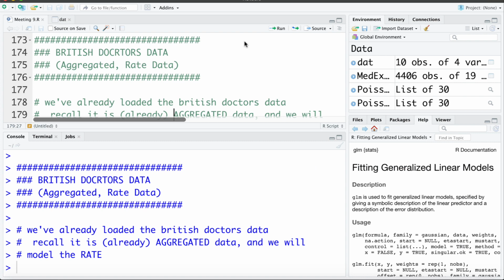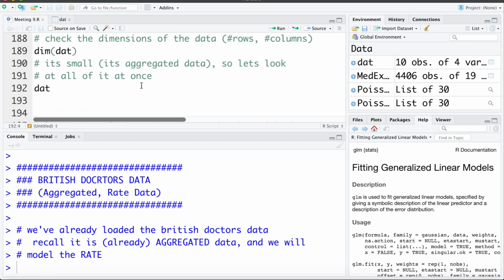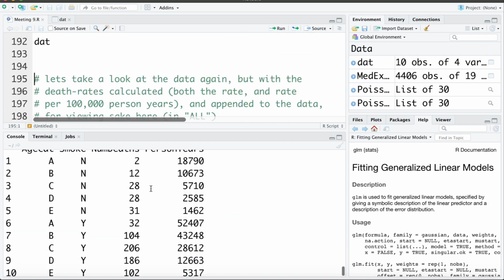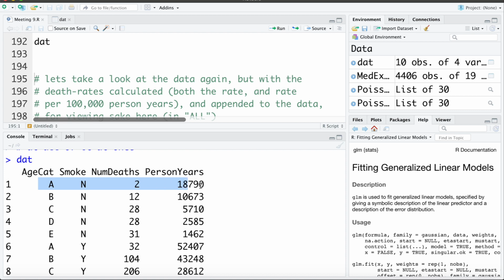Now, I've already imported the British doctors' data and attached it, so let's take a look at it. Because the dataset is small, we can look at all of it on one screen. Now we can see, for example, in the first group, these are age category A non-smokers, and there were two deaths from lung cancer, 18,790 person years exposure. We can see that each group has a different person years, so we're going to have to be modeling rates, not counts, right?